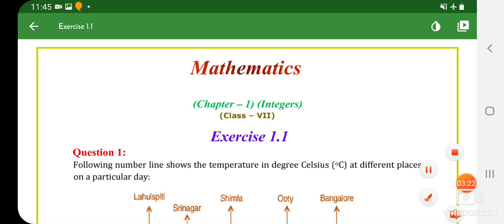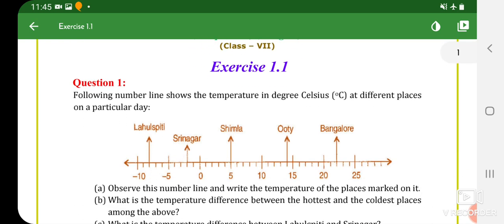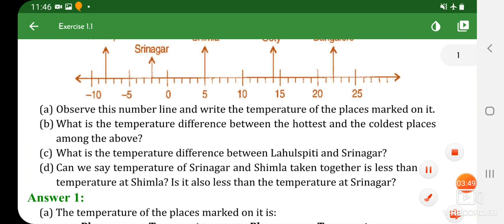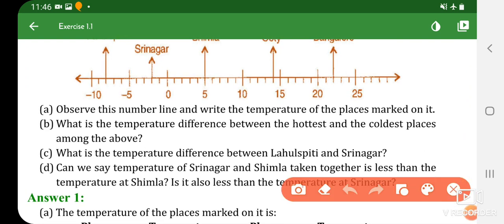Okay students, now I start exercise 1.1. The first question is: following number lines show the temperature in degrees Celsius at different places on a particular day. You can see a number line here, and this number line shows the temperature of different places. The first question is to observe this number line and write the temperature of the place marked on it.